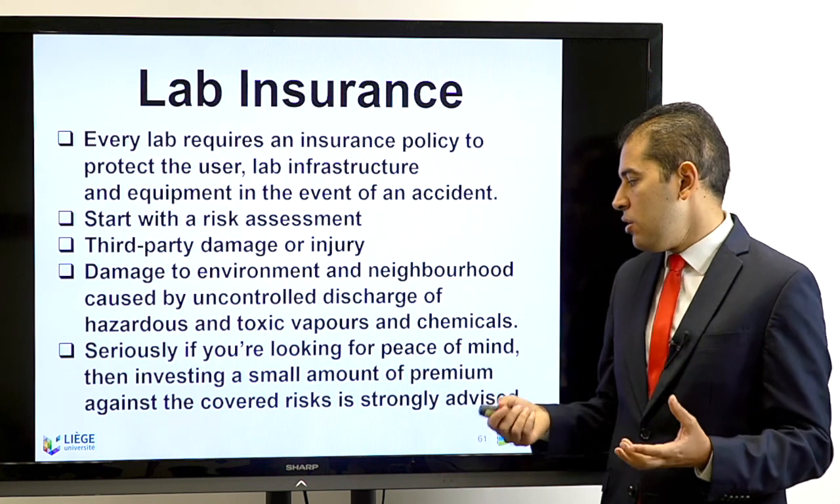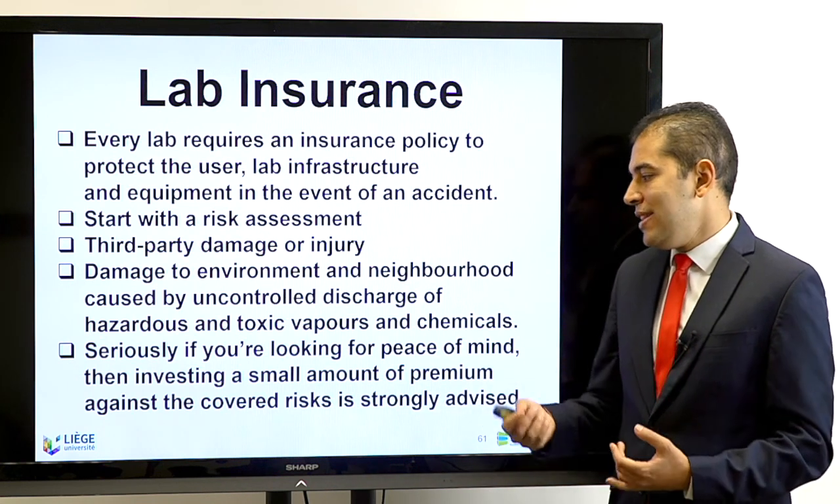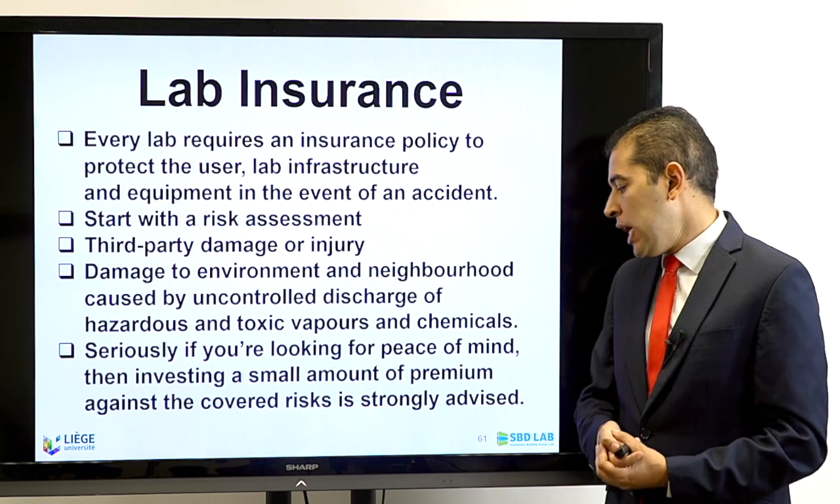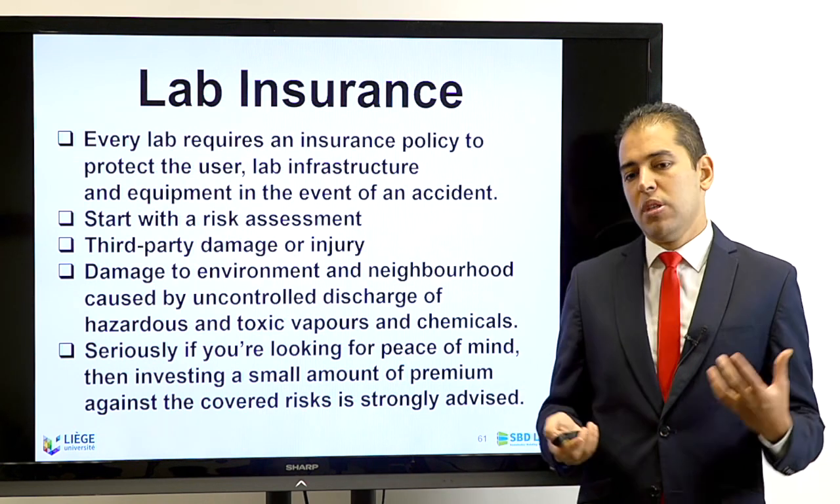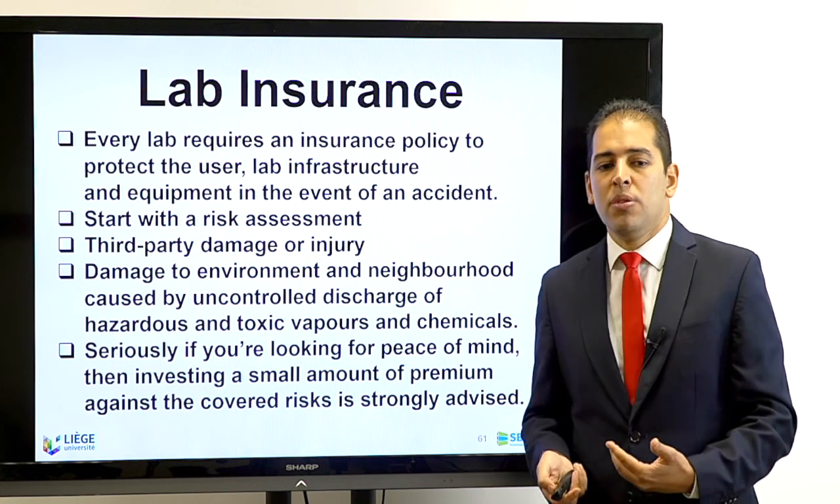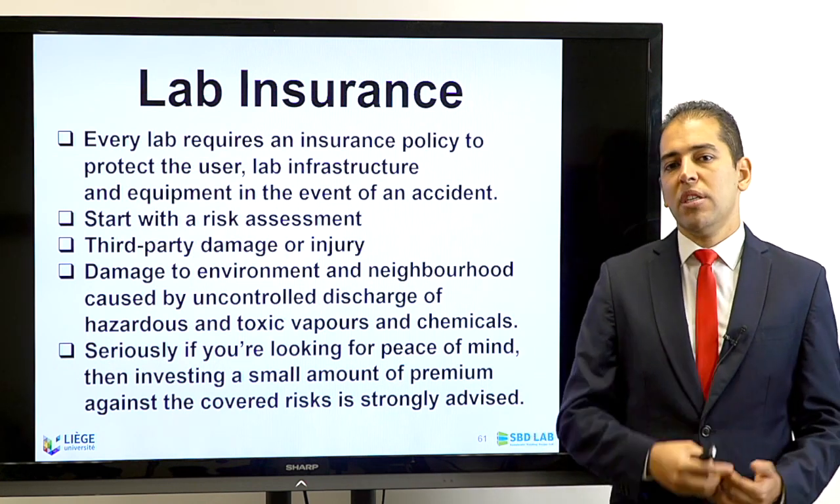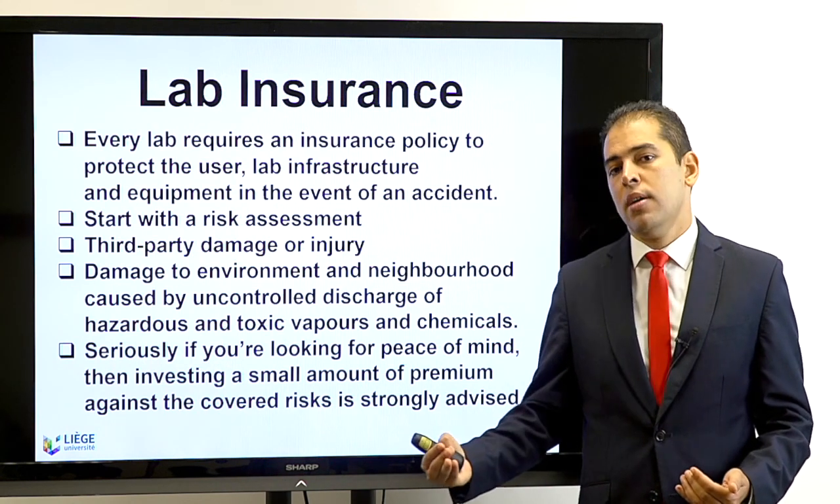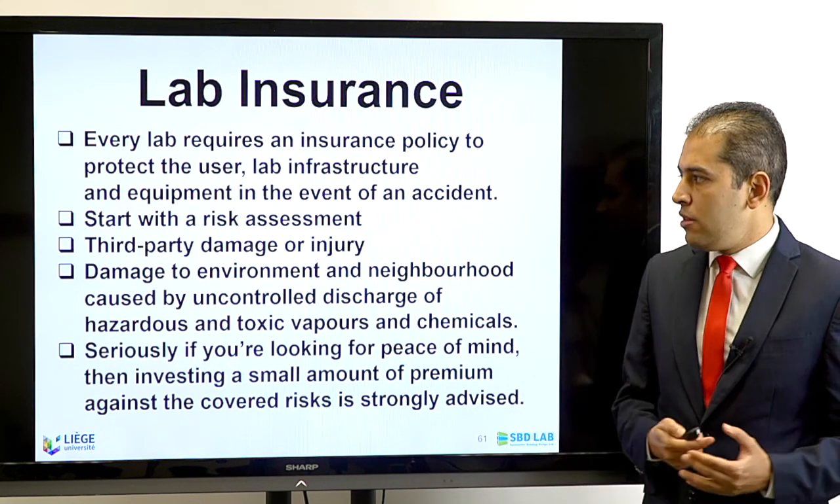So seriously, if you are looking for peace of mind, then investing a small amount of premium against the covered risk is very strongly advised, because most probably insurance companies will not insure your lab unless you have already applied safety measures and conducted a thorough risk assessment. So this is the end of today's presentation.